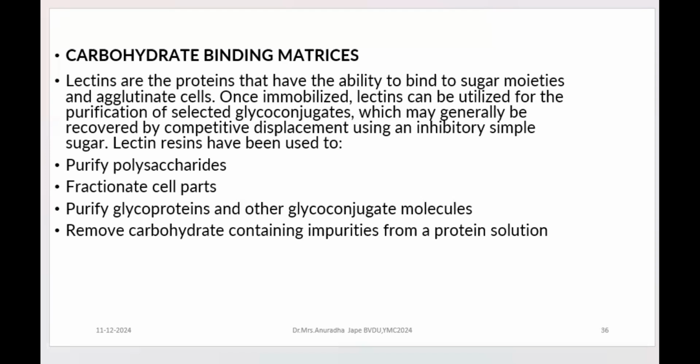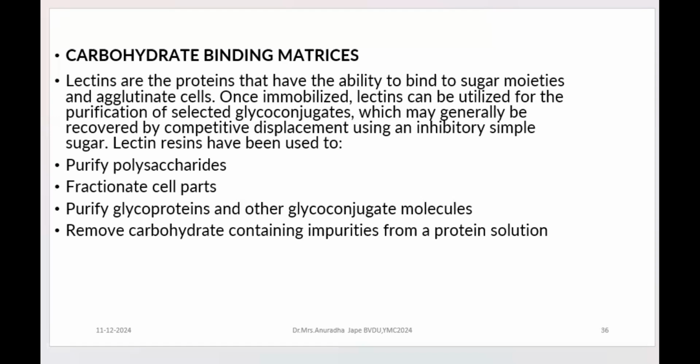So purification of glycoconjugates, purification of polysaccharides, then you can fractionate the cell parts. So cell parts based on their glyco component, you can separate them from non-glyco components or similar molecules. Then you can purify glycoproteins from other glycoconjugate molecules, so proteins and non-proteins, right? You can remove carbohydrate containing impurities from a protein solution.